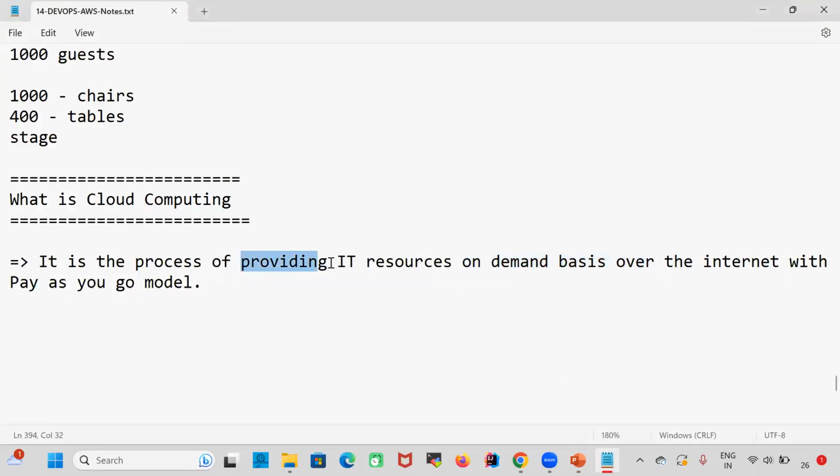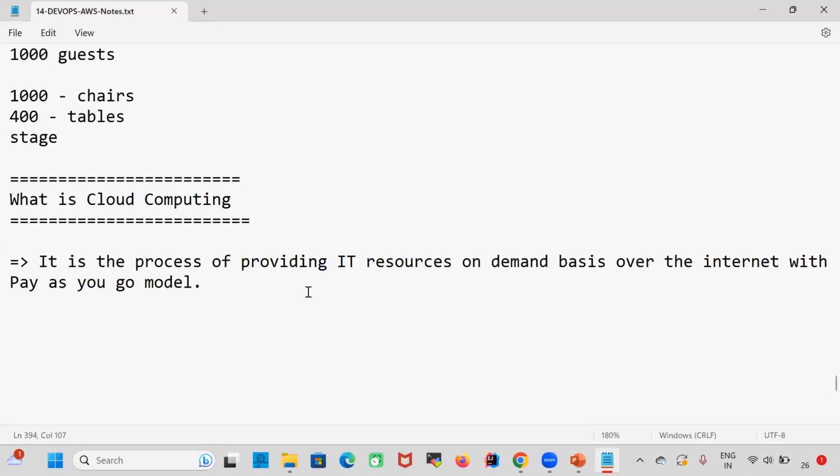It is the process of providing IT resources on demand basis over the internet with the pay as you go model. Pay as you go model, nothing but whatever you use, for that you pay. It is like a credit card bill, postpaid bill. If you are using a postpaid mobile number, how will you use it? You will take the SIM card with a postpaid offer. You will use it for calls and data. On the month end, based on the usage, the bill will be generated.